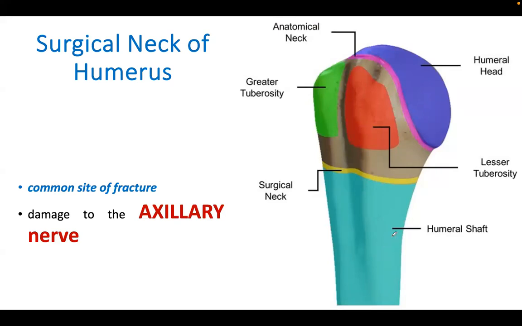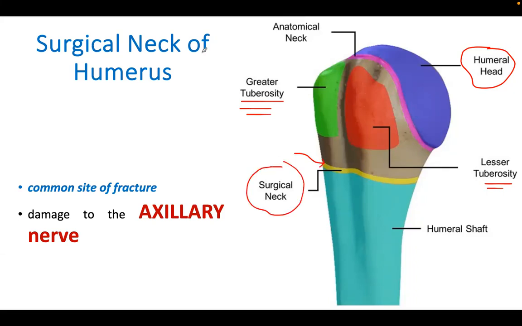Now, just some important structures to highlight. So first, this is the head of the humerus. We have two very important projections here. One is the greater tuberosity. The second is the lesser tuberosity. Then we have this structure, which is highlighted in yellow. This is the surgical neck.